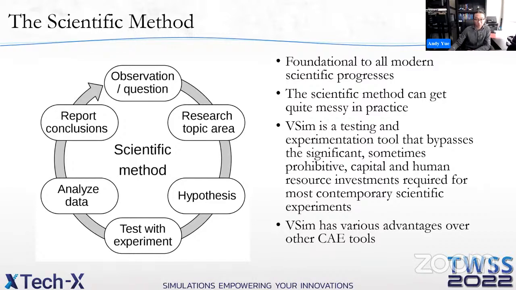Unlike traditional quote-unquote brick-and-mortar experiments, which in this day and age involve significant, sometimes prohibitive capital and human resource investments upfront, VSIM allows contemporary scientists and engineers to perform the same experiments at a fraction of the cost, hence largely bypassing the capital and human resource investment issue and making contemporary science accessible to more people. And VSIM has many advantages over other CAE tools, as you will see throughout this presentation.